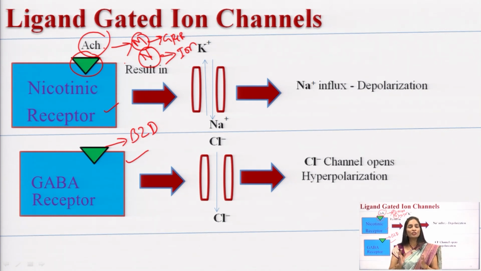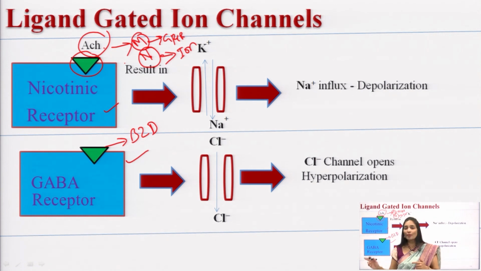Which type of channel is it going to open? It is going to open the chloride channel, because the GABA receptor is an anion type of receptor. So it will open the chloride channel, and chloride will enter the cell, which will cause hyperpolarization. Entry of chloride will neutralize the excitation caused by glutamate or any other excitatory neurotransmitter, compensating the excitatory action and causing hyperpolarization.